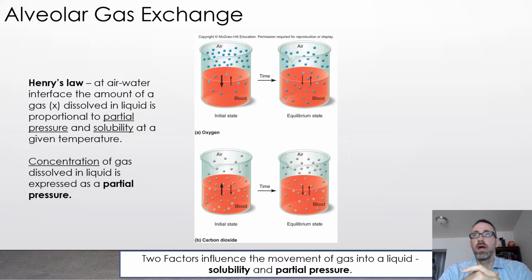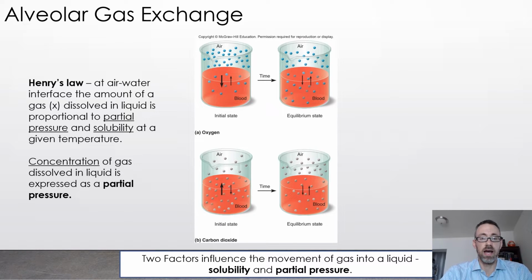So for example, let's say I had the same exact pressure gradient for oxygen and CO2. They would not necessarily have the same amount that dissolves into the fluid because they have different solubilities. So even with the same gradient, CO2 is much more soluble than oxygen. Therefore, for the same gradient, you will get more CO2 dissolving into blood than you would oxygen, simply because CO2 is far more soluble.